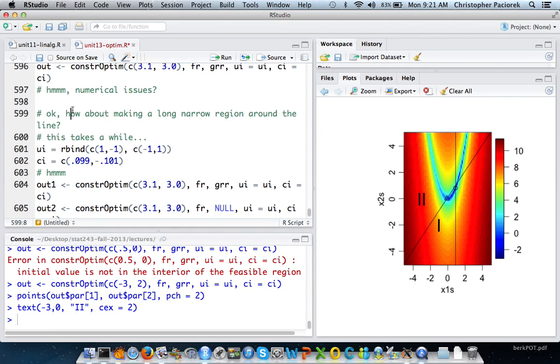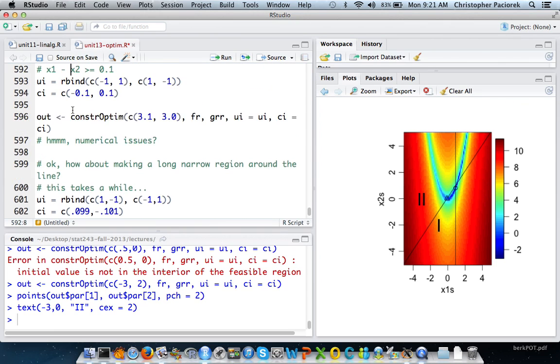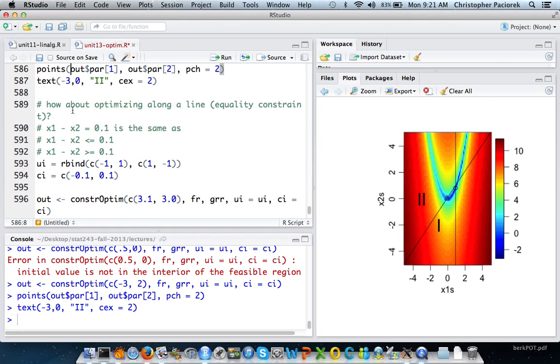All right, so I did think I could be a little bit clever and say, what if I wanted to optimize with an equality constraint? What if I want to optimize such that x1 minus x2 is exactly equal to 0.1, which would be along this line here. Mathematically, one of the standard things you could do is say that's equivalent to two inequality constraints: x1 minus x2 is less than or equal to 0.1, and x1 minus x2 is greater than or equal to 0.1.